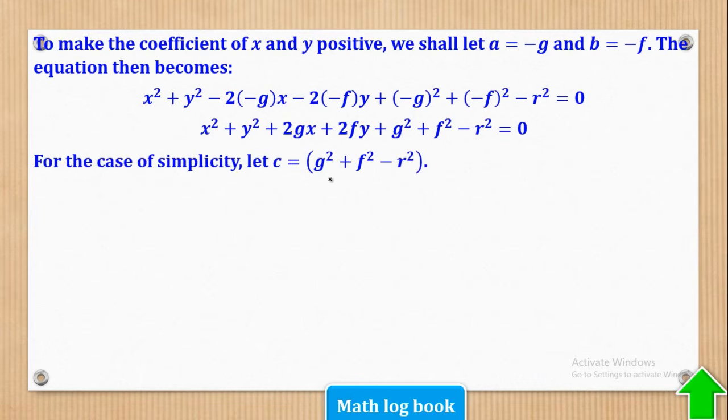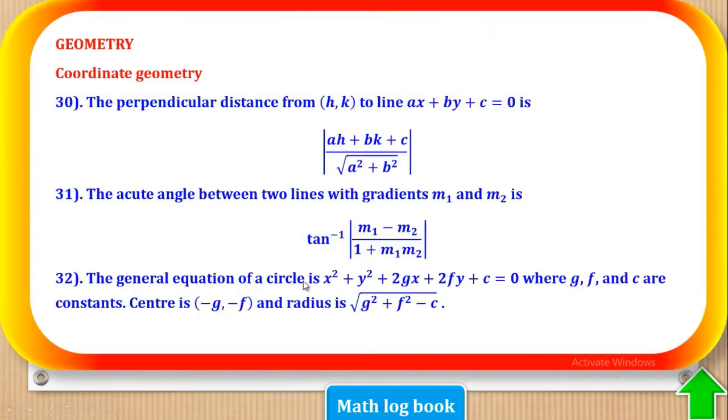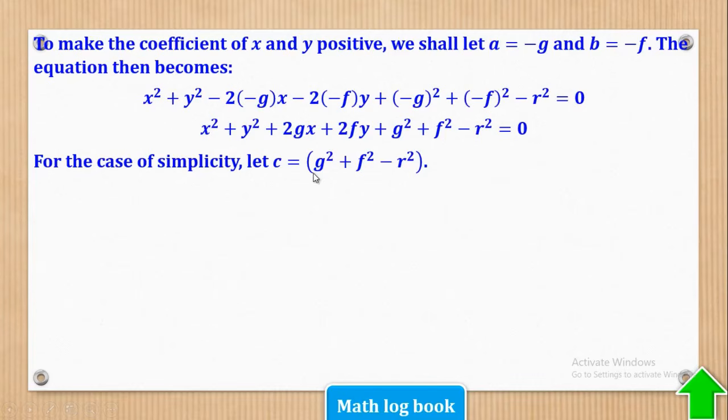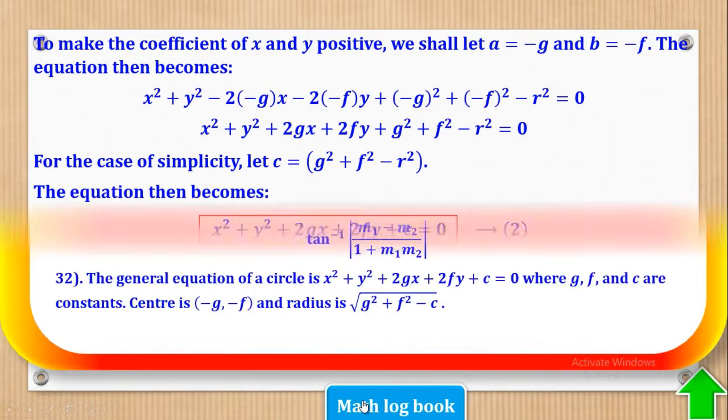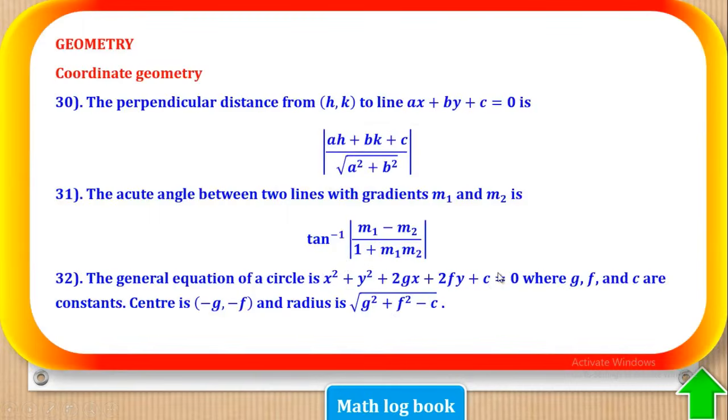Now for the sake of simplicity, we are going to let c be equal to this. Why are we using c? It is because, like I told you, we want to be consistent with the formula in your mathematical logbook. In your mathematical logbook, there's no other letter but c at this point. So this constant will be let equal to c, and when you do that, we shall come up with an equation which is that. And I think you realize that this equation which you have got is exactly similar to this. So you have derived the general equation. Next is to get the center and the radius.